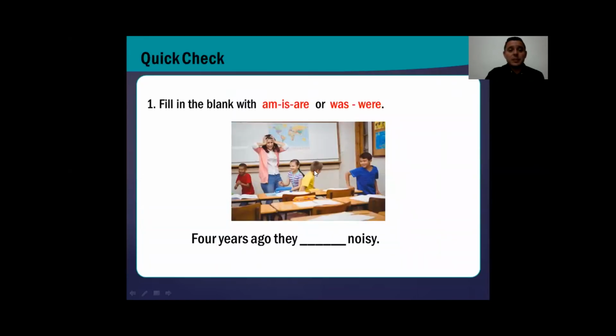So let's do a quick check here. Fill in the blank with am, is, are, or was, were. Let's read this question. 4 years ago, they ... noisy. Which form do we have to use? Am, is, are, or was, were? 4 years ago means we have to use was or were. And they were noisy is the right form.